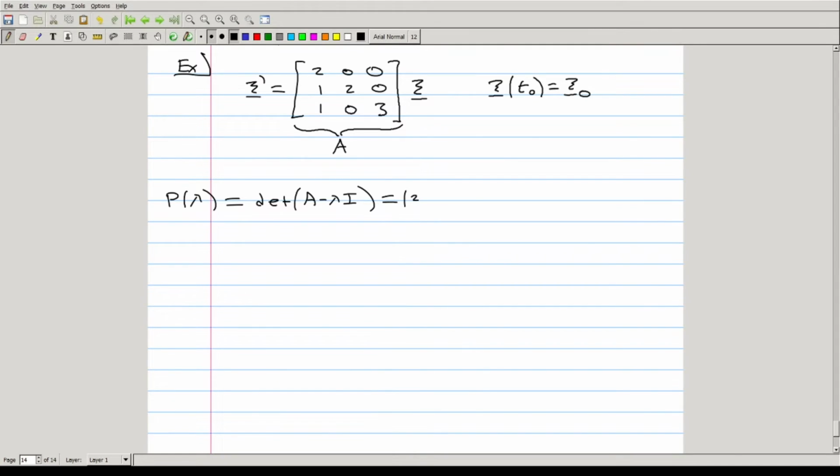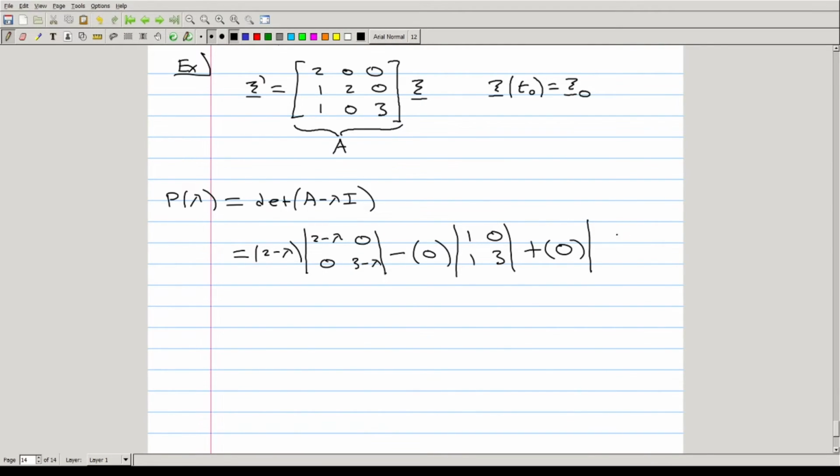This will be 2 minus lambda times the determinant of 2 minus lambda, 0, 0, 3 minus lambda, minus 0 times the determinant of 1, 0, 1, 3, plus 0 times the determinant of 1, 2 minus lambda, 1, 0. Oh, and this should be 3 minus lambda, not 3.